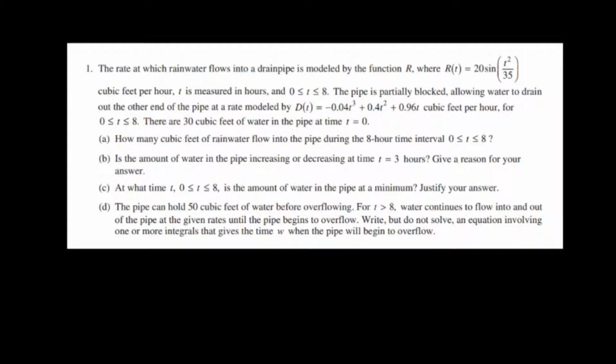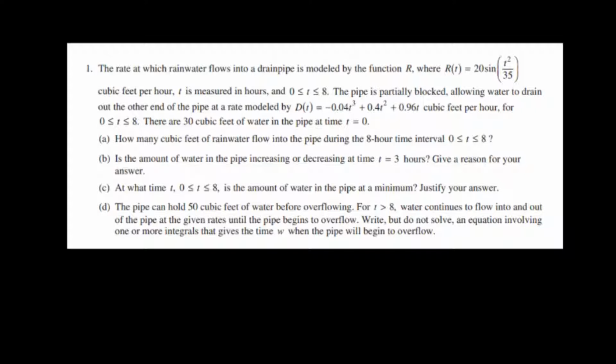The rate at which rainwater flows into a drain pipe is modeled by the function r, where r of t is equal to 20 times sine of t squared over 35 cubic feet per hour. t is measured in hours, and it's on the interval 0 to 8 inclusive.